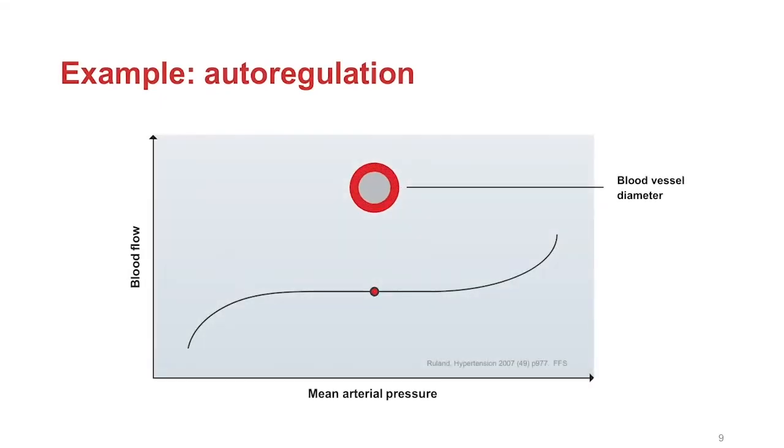Autoregulation is the intrinsic ability of an organ to maintain its constant blood flow despite changes in the perfusion pressure, and in this case, our mean arterial pressure. Between a set range of mean arterial pressures, blood flow will remain constant. If our mean arterial pressure goes up, then the blood vessel diameter will be reduced to maintain flow at a constant rate. Conversely, if mean arterial pressure drops, then our blood vessels will dilate to keep that flow the same.